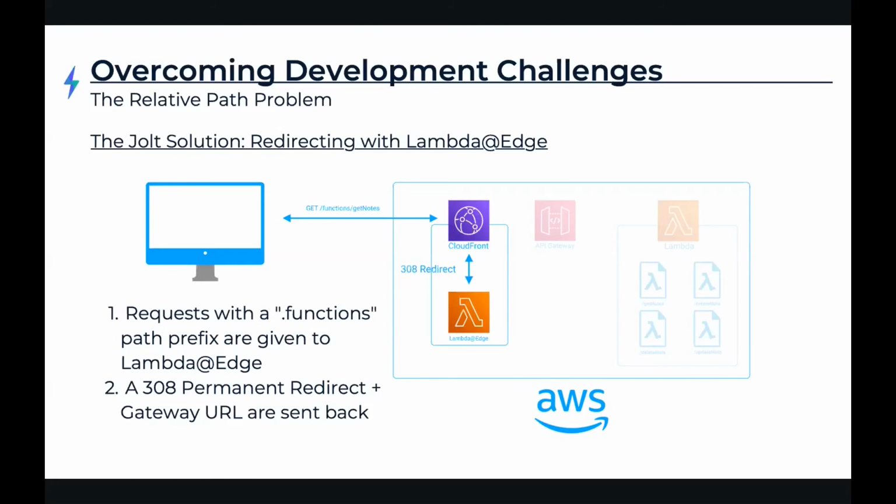Using Lambda at Edge, we can send all requests with a .functions path prefix to the edge lambda. The edge lambda responds with a 308 permanent redirect response, which tells the client to repeat the request using a different link. Because the response denotes a permanent redirect, the response will be cached on the client's browser. This means that the browser will know where to send the request next time this function is called. Thanks to this, our users will have lower latency as their browser will automatically send the request to the API gateway.